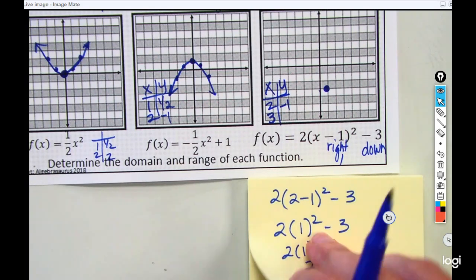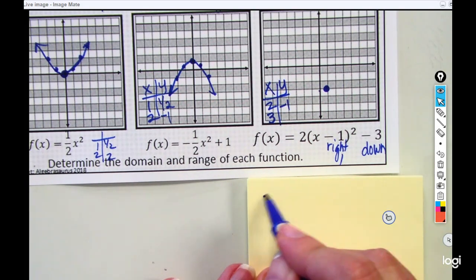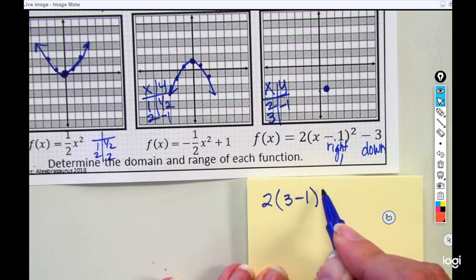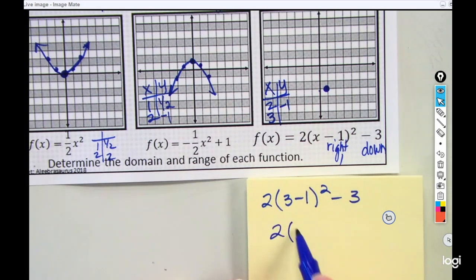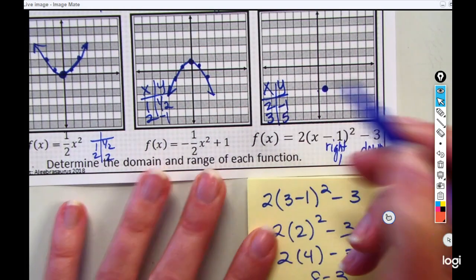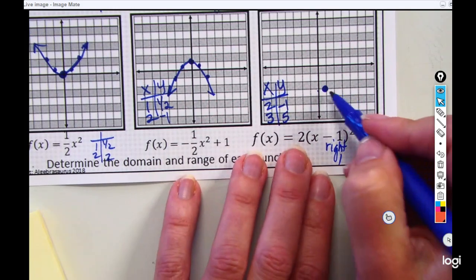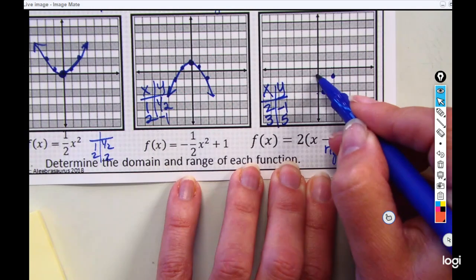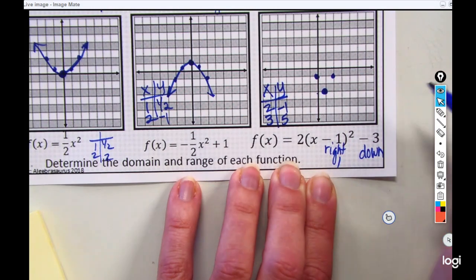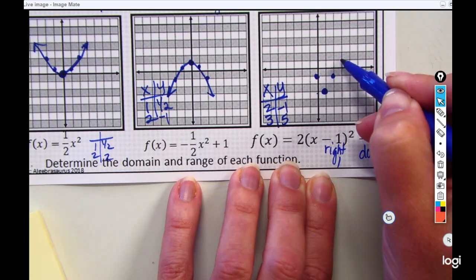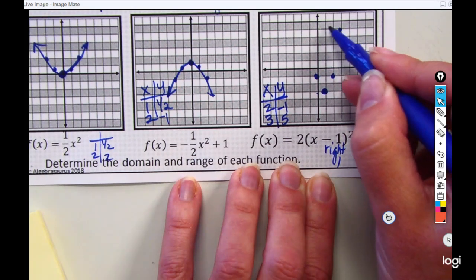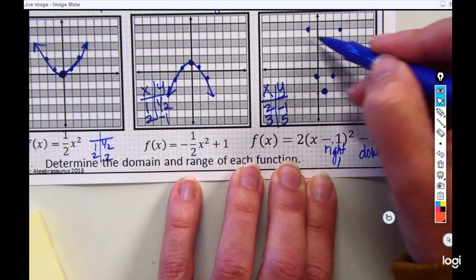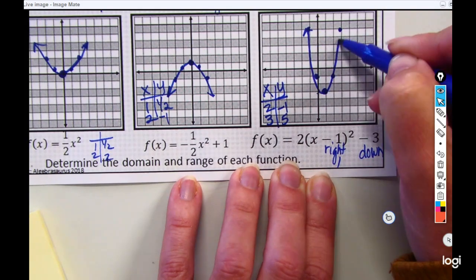All right, let's do that for 3. 2 times 3 minus 1 squared. 2 times 2 squared minus 3. 2 times 4 minus 3. 8 minus 3, I got 5. Plot those points and reflect them. 2, negative 1. And what is that, 3, 5? And there's our beautiful parabola.